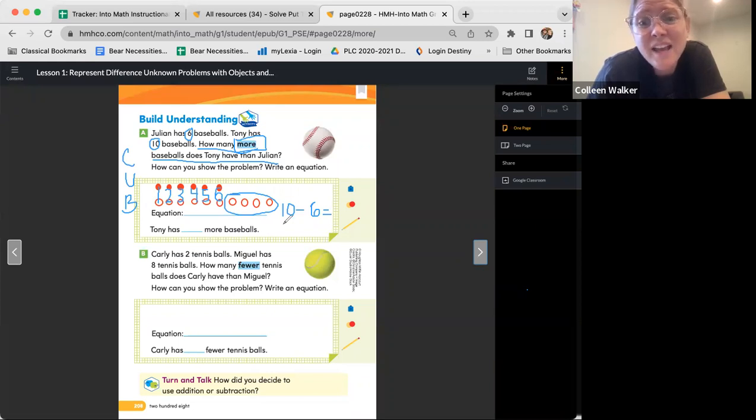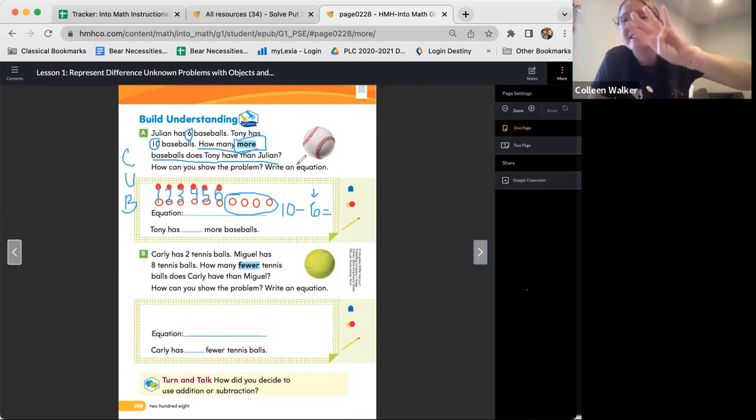Well, if you're not sure, you can always put 6 in your head and count on to get to 10. Ready? Tap your head, say 6. What comes after 6? 7, 8, 9, 10. Awesome. 4, we counted on 4. So Tony has 4 more baseballs.